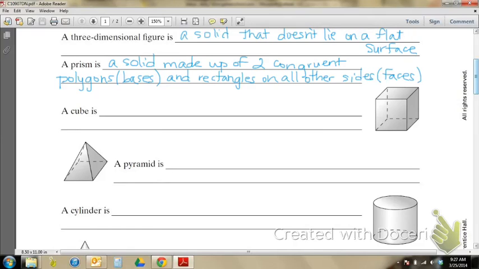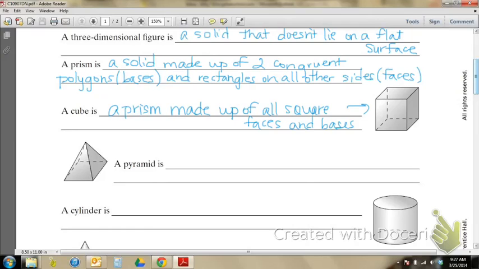Okay, and a cube is a prism made up of all squares. So all square faces and bases. So this is a cube.